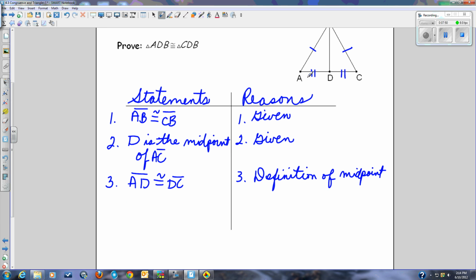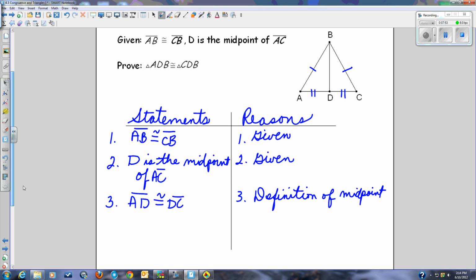Now, we've got two sides equal. We can get third sides equal as well, because look at this. Each triangle shares the same side of BD. So BD is congruent to BD in each of those triangles. So we're going to write that down: segment BD is congruent to segment BD. And you remember what that's called? When anything is congruent to itself, that's called the reflexive property.